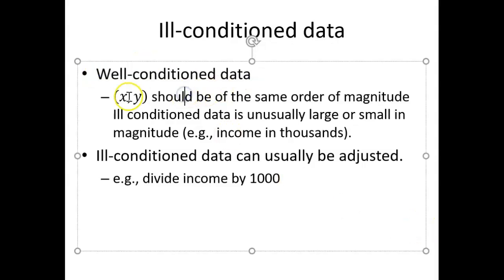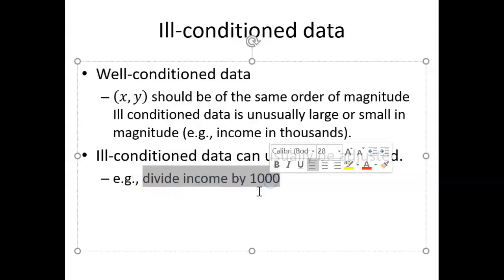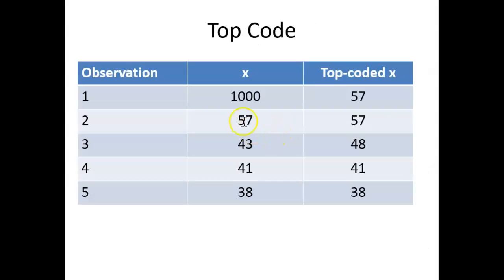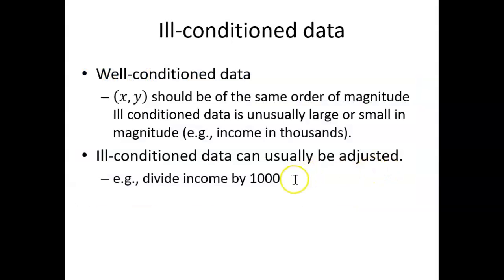Well-conditioned data is when the data values are of the same order of magnitude. For example, if you're estimating income and that's in the thousands, and years of education is in the tens, like 12 for a high school graduate, 16 for a college graduate, sometimes those two different magnitudes can cause a problem. So you can fix that by dividing income by 1,000, and then your incomes are numbers like what we see here, 57 and 48 and 41 and 38, and your education values are in the tens.